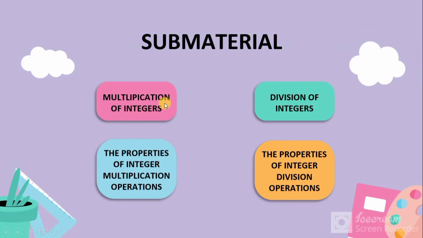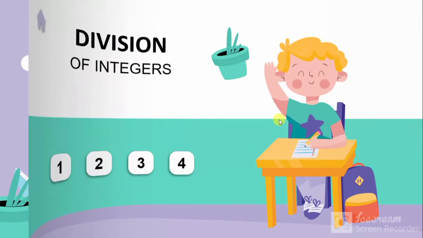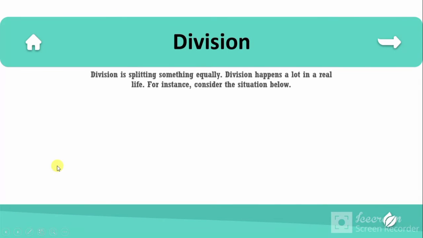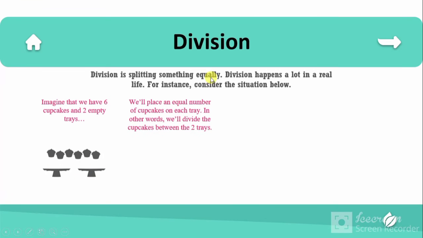And then let's go to the third point. Division of integers. Division is splitting something equally. Division happens a lot in real life. For instance, consider the situation below. Imagine that we have 6 cupcakes and 2 empty trays. This is 6 cupcakes and this is 2 empty trays. We'll place an equal number of cupcakes on each tray. In other words, we'll divide the cupcakes between 2 trays. The 6 cupcakes have been divided into 2 equal groups.